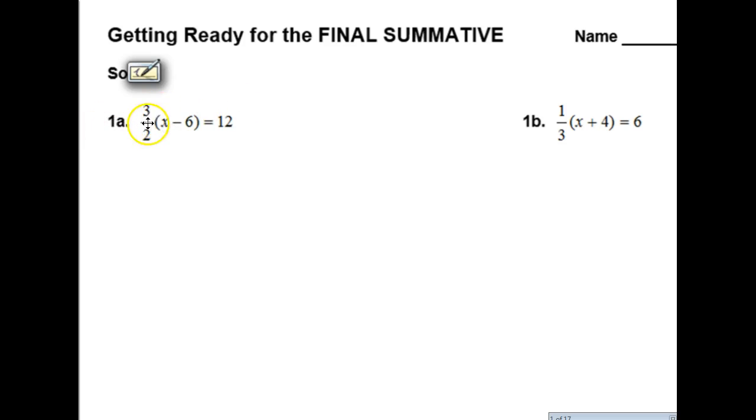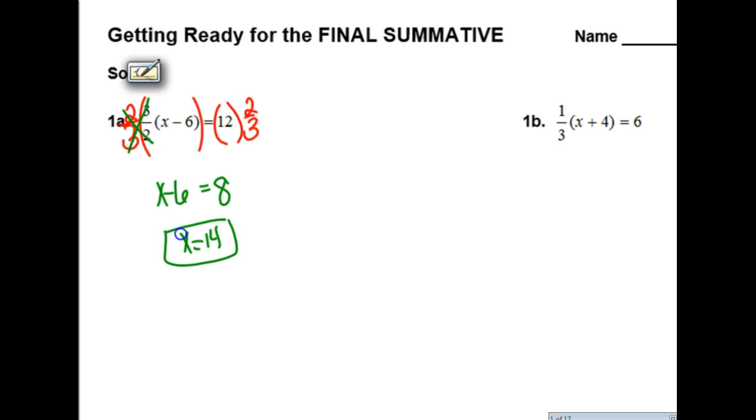So this first question, I'm just asking you to naturally solve it, and we don't really like fractions, right? So what I would suggest you do is, instead of distributing this fraction, what if you were to multiply it by the reciprocal of that fraction? So instead of 3/2, you'd flip it upside down and make it a 2/3. If you multiply both sides of the equation by 2/3, over here on the left side, the 2 over 2 and 3 over 3 cancel, and the x minus 6 is now just by itself, isolated, and 12 times 2/3 would be an 8. And then you're going to add 6 to both sides and get x equals 14.